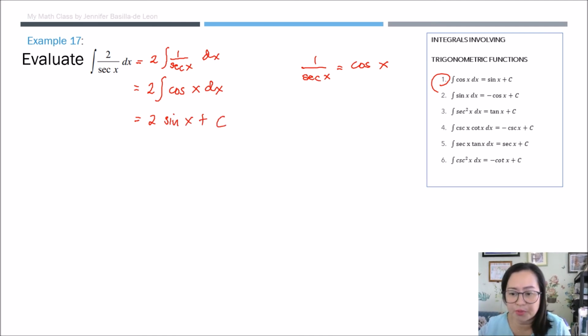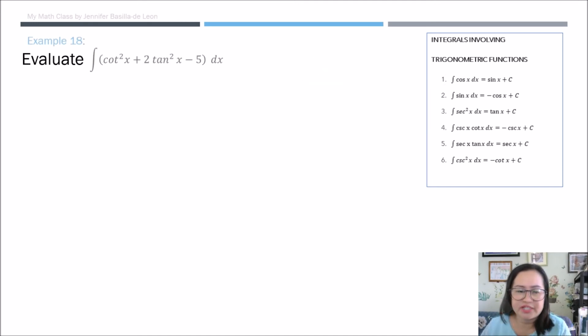That's example number 17. Now let's have example number 18. Example number 18: evaluate the antiderivative of cotangent squared x plus 2 times tangent squared x minus 5 dx. Now in the set of rules, we cannot find any rule which we can directly apply in order to evaluate this expression.